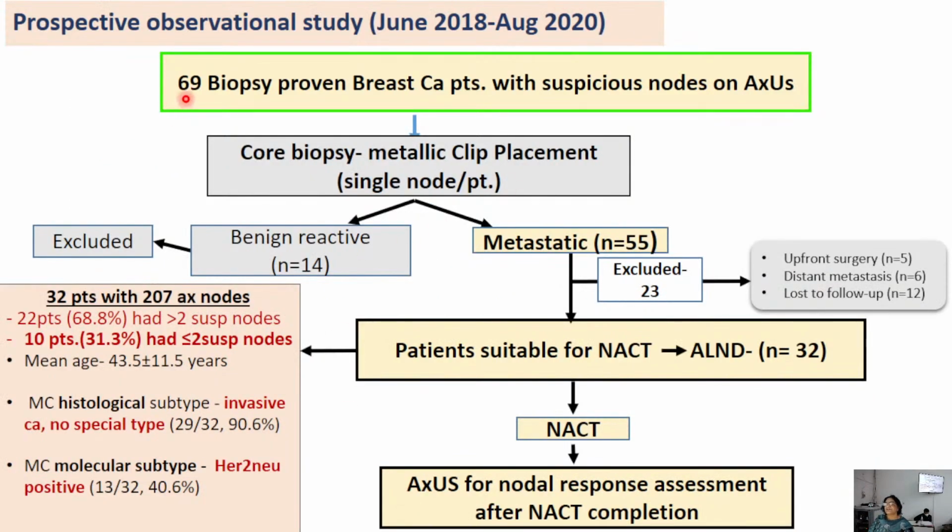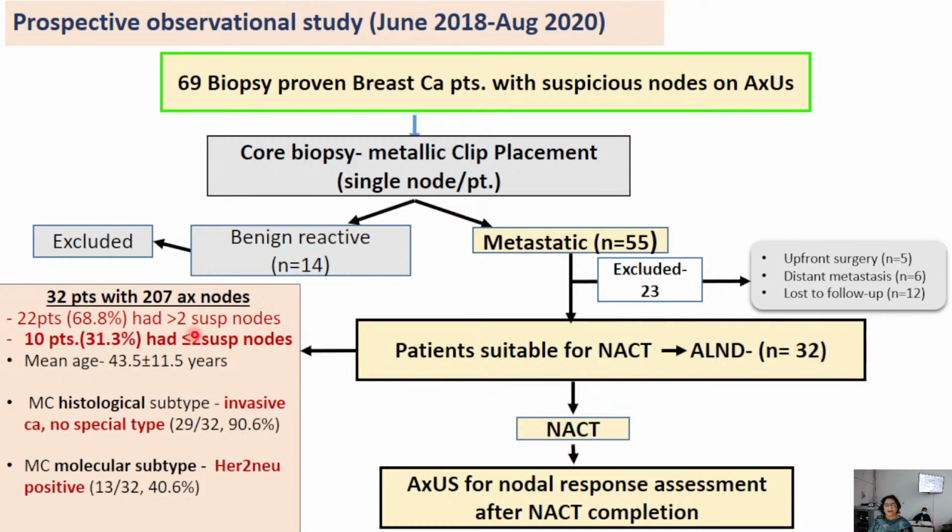So we had 69 patients with suspicious nodes on axillary ultrasound. What we did was single node per patient. The node which had the maximum cortical thickness was biopsied and a metallic clip was placed. After that, on histopathology, 55 of these nodes showed metastasis. These patients were followed up, and patients suitable for NSCT and eventually ALND were noted. These were 32 patients, and some dropped out.